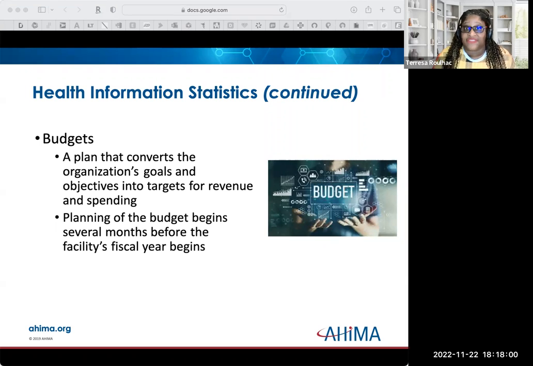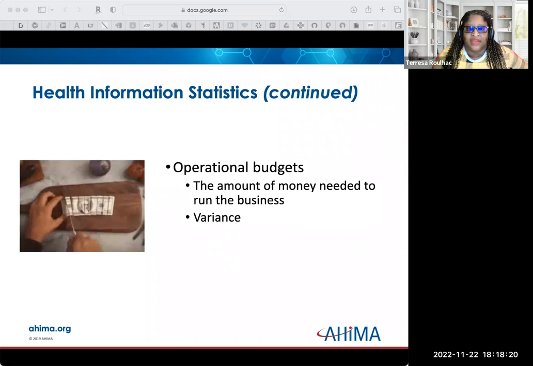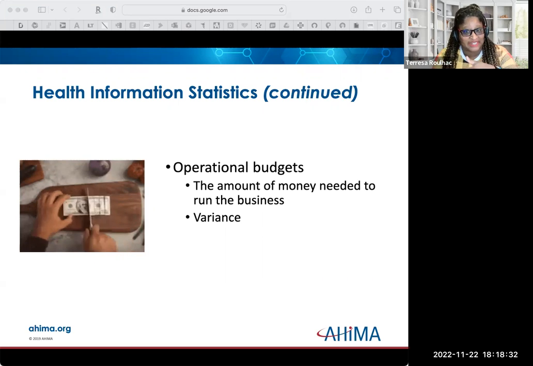Budgets are made for the fiscal year, a consecutive 12-month period used by an organization as an accounting period. So they're not just doing a budget like, oh, we're good for this month, we'll see what happens next month. We're actually looking at an entire calendar year, or 12 months. So we have our operational budget, the amount of money needed to run our business, but there are variances. When we talk about a variance, we're looking at the difference between what was budgeted and what we actually spent, our actual expenses. Kind of like when you're doing your own budget.